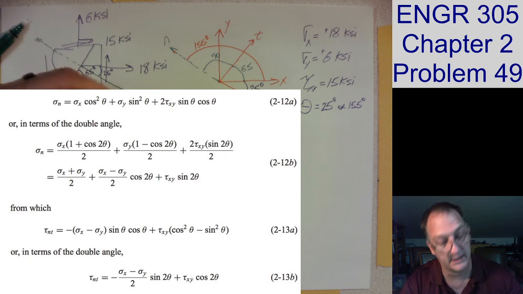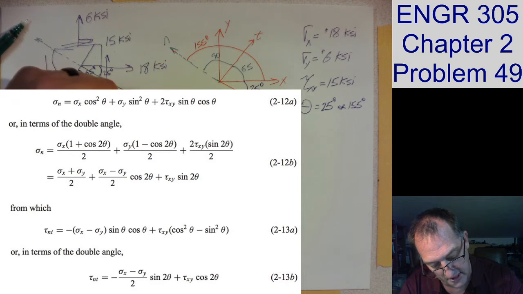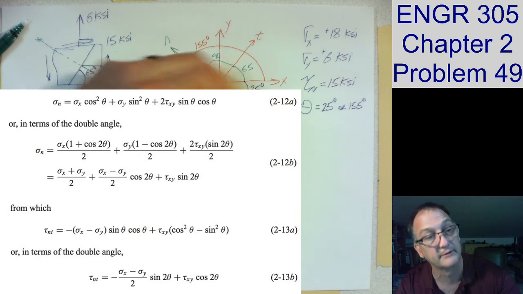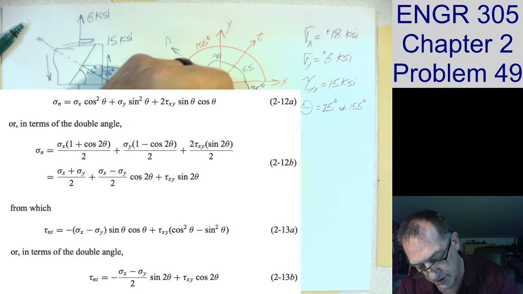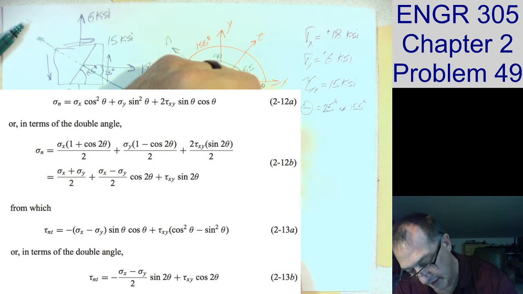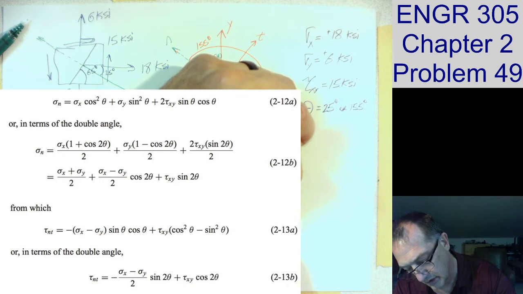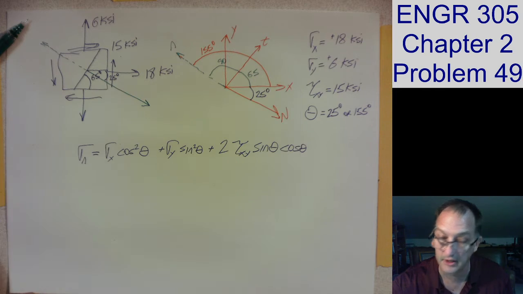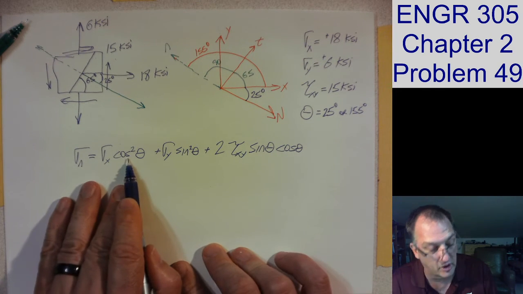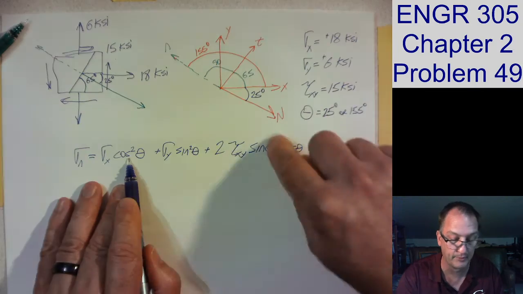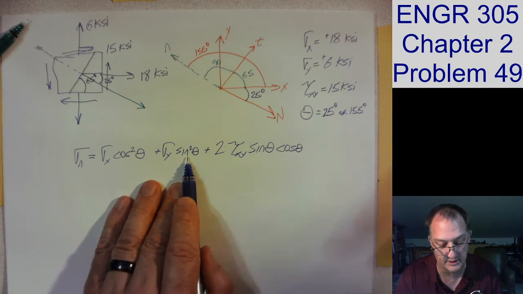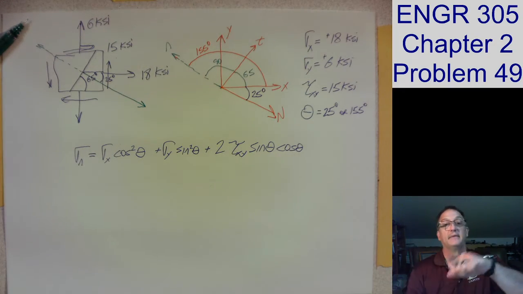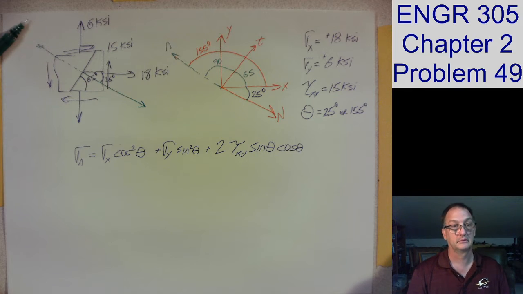Sigma n is equal to sigma x cosine squared theta plus sigma y sine squared theta plus 2 tau xy sine theta cosine theta. So I'm going to turn it off so you can look at mine. Again, cosine term is squared, so it doesn't matter. They're both going to give me a positive value. Sine squared, both going to give me a positive value, and one of each. So as long as I stay in the fourth quadrant or the second quadrant, the product of the two is going to be negative.